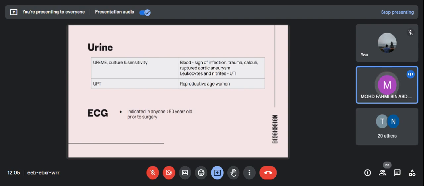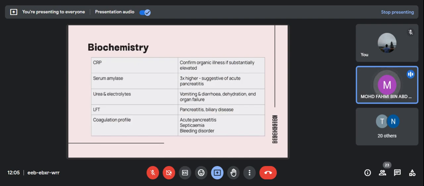How does LFT depict obstructive jaundice? Usually in cases of obstructive jaundice, we have elevation of the ALP, alkaline phosphatase. And you can also see conjugated hyperbilirubinemia in obstructive jaundice. So that means direct bilirubin is high.